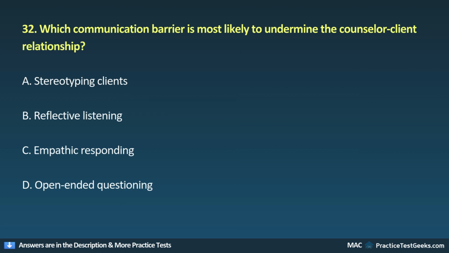32. Which communication barrier is most likely to undermine the counselor-client relationship? A. Stereotyping clients. B. Reflective listening. C. Empathic responding. D. Open-ended questioning.